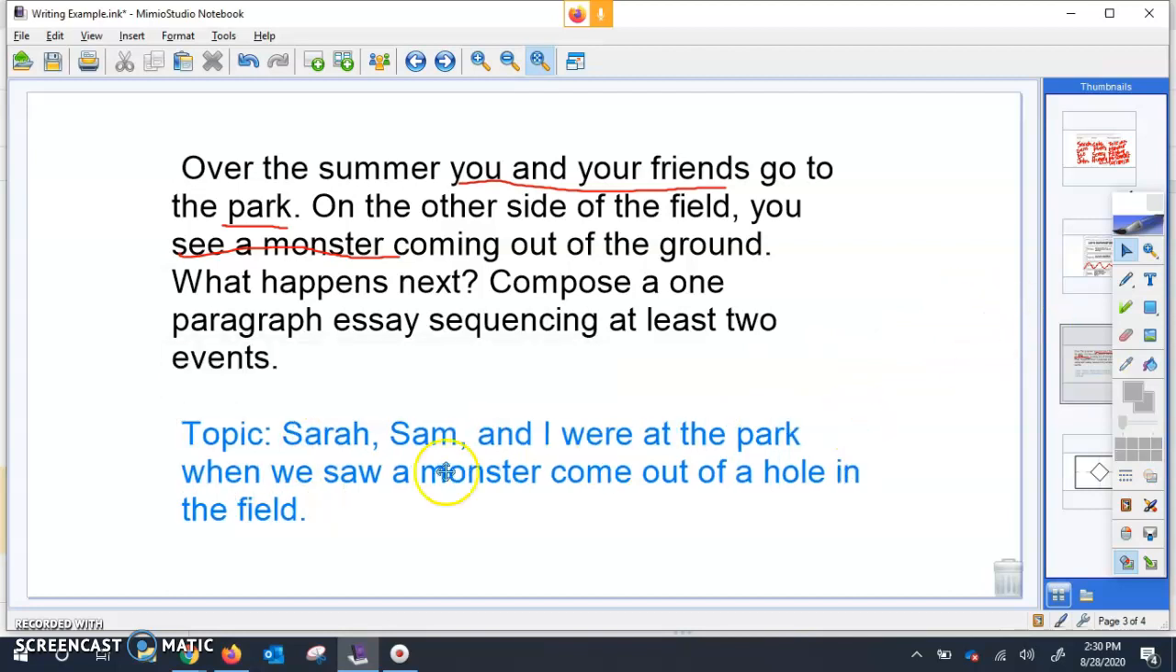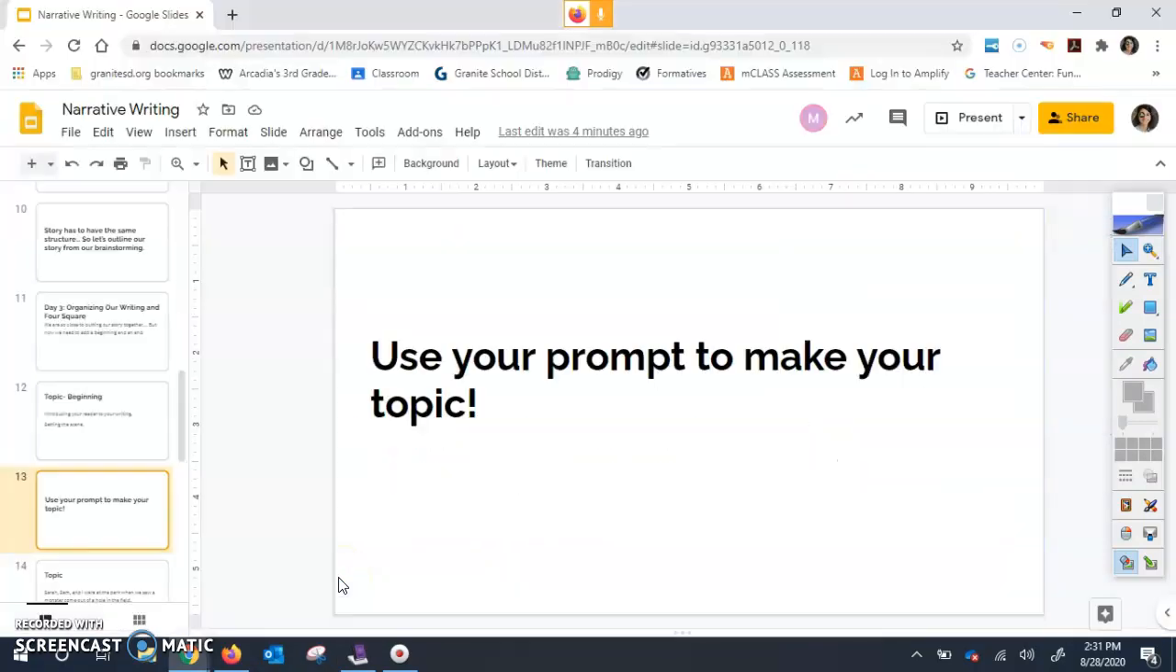So I'm using my prompt. Check out what I did. I talked about Sarah, Sam, and I, me and my friends right here. We're at the park, just like it says, we're at the park here. And then we saw a monster come out of a hole in the field. I even included this part right here: on the other side of the field, you see a monster coming out of the ground. So I took chunks of my prompt, pieced it together, and came up with my topic sentence.